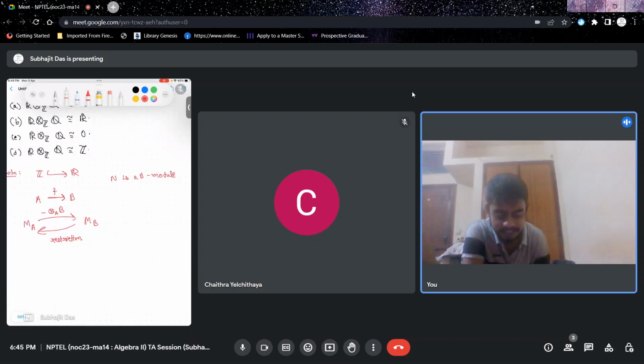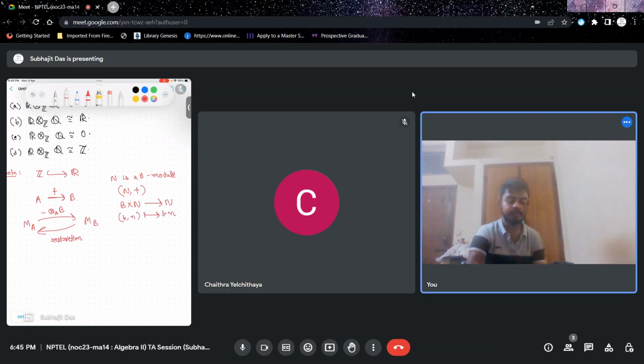So assume N is a B module. What does it mean? It means that N is an abelian group together with a scalar multiplication of B on N, that is, there is a mapping of B cross N into N. So B comma N gets mapped onto B dot N. This is your linear action of B on N.